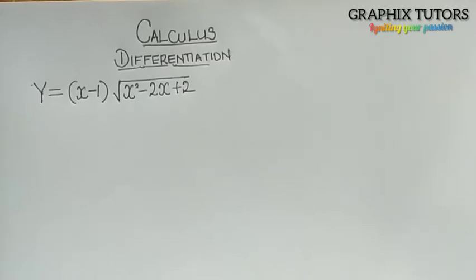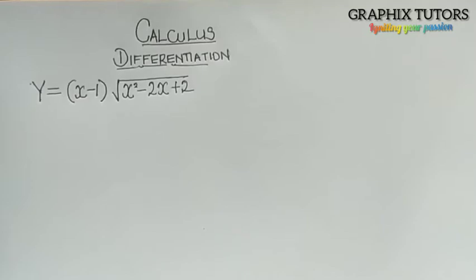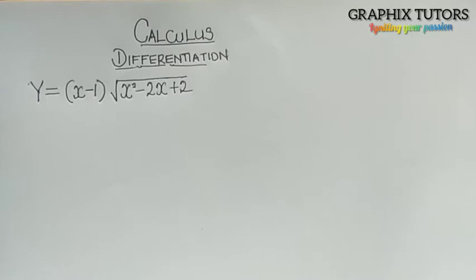Today we want to solve some miscellaneous problems in differentiation, and this video will help you to know how to start when you see a question on differentiation. Now look at this. We are told to differentiate y equals (x minus 1) multiplied by the square root of x squared minus 2x plus 2. First you need to know if it is chain rule, product rule, quotient rule, integration and differentiation, implicit differentiation, and so on and so forth.